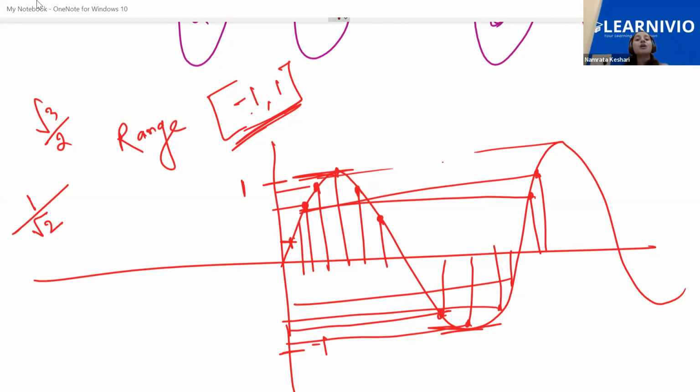For the y value, we can see the pattern of the graph: the maximum the wave goes up is y equals 1, and the lowest the wave goes down is y equals -1. So -1 to 1, closed interval, is the range of the sine function. Clear? Yes, ma'am.